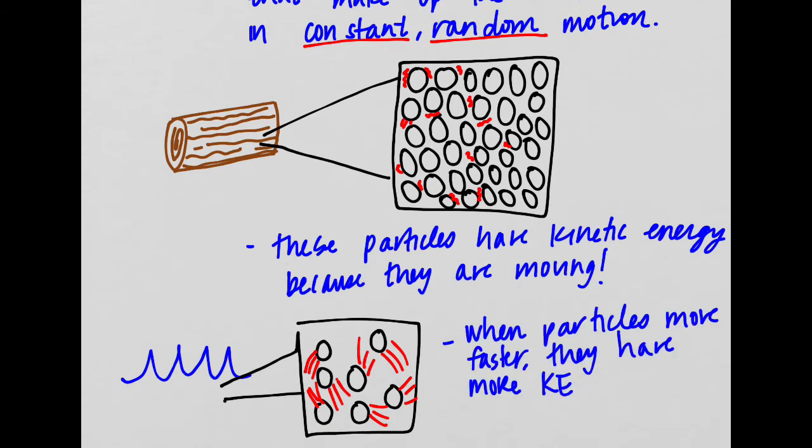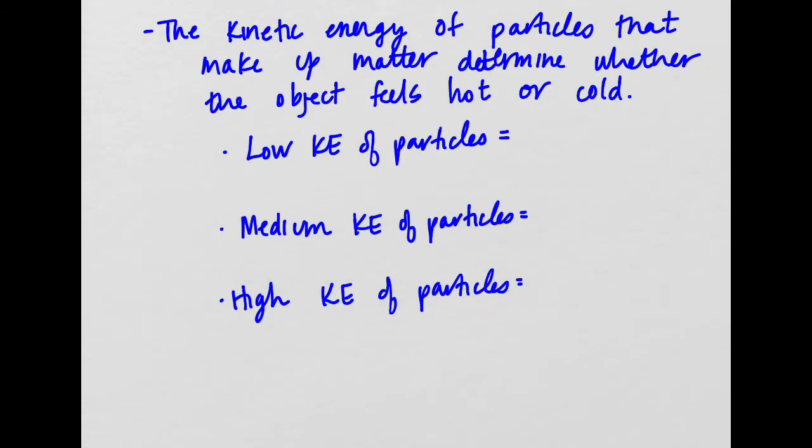All right. So the reason we have to go through all of this is because if the particles that make up all matter are moving faster, if they're moving super duper fast, or at higher speeds, we feel heat. So to lay this all out, the kinetic energy of particles that make up matter determines whether the object feels hot or cold. So if we have low kinetic energy of particles, let's think about an example being solid water, aka ice.